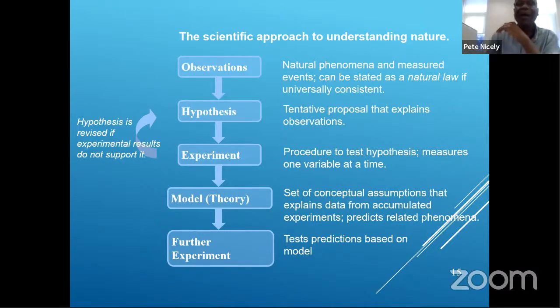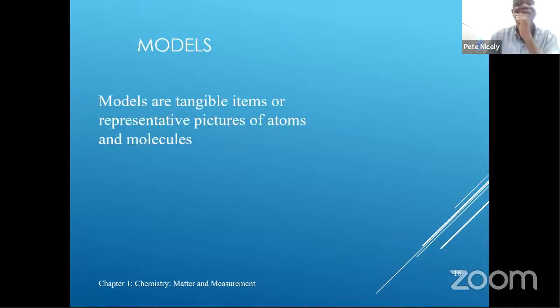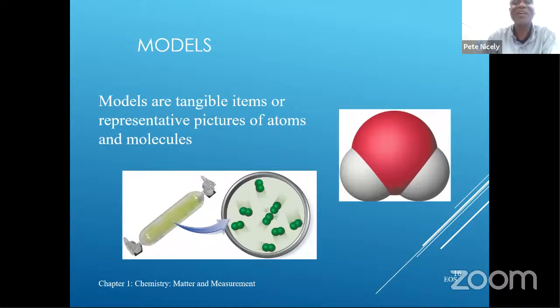Okay, so let's talk about the use of models. Now, models are very useful depending on the level of chemistry and what you're trying to understand about molecules. As stated here, they're tangible items or representative pictures of atoms and molecules. So what you see here on the screen is an example of a model of the water molecule. And this particular model is called a space filling model because it gives you an idea, a picture of how the sizes of the atoms are relative to each other.